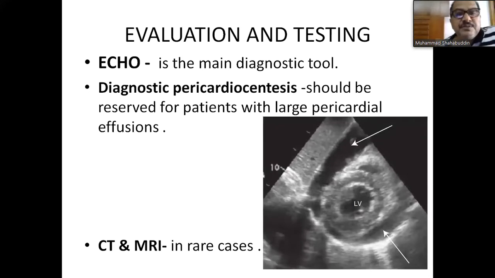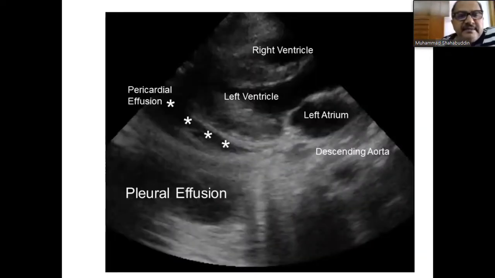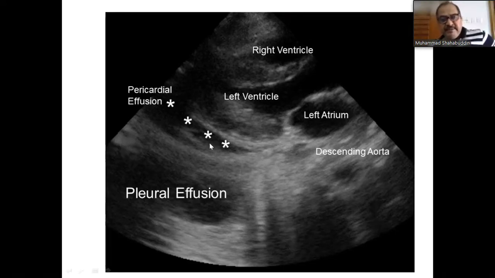Echocardiogram is the main diagnostic tool, and pericardiocentesis should be reserved for patients with large pericardial effusion. In rare cases, CT and MRI may be needed to indicate the underlying etiology. And this shows the right ventricle, left ventricle, atrium, descending aorta, pericardial effusion, and pleural effusion. There is a question of whether it is a pleural effusion or a pericardial effusion, which is dictated by the descending aorta. If the fluid is in front of the descending aorta, it is pericardial. If it is behind the descending aorta, it is pleural effusion. So regarding the confusion of pericardial and pleural effusion in echocardiogram, you can clearly decide whether it is pleural effusion or pericardial effusion.